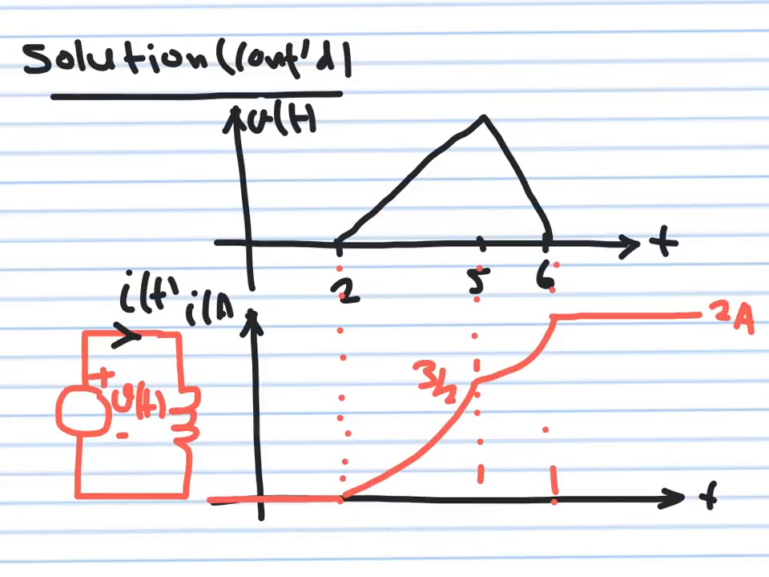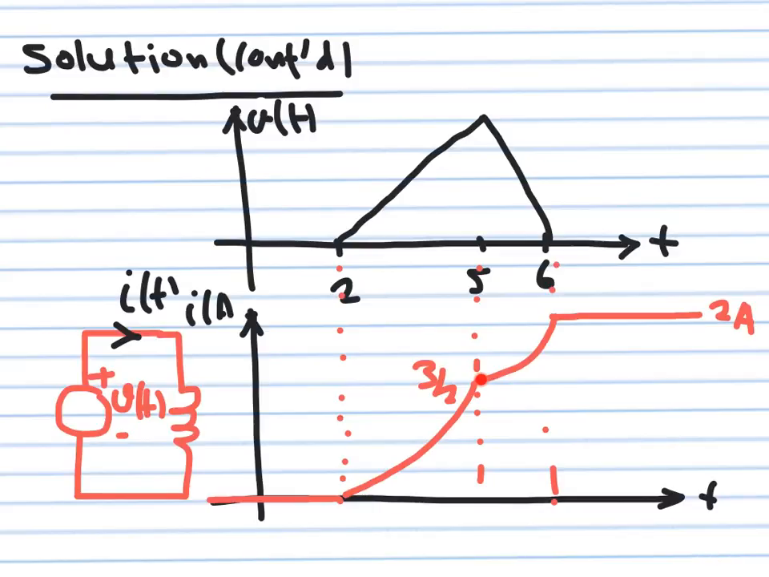In the beginning there was nothing, no voltage, so the voltage was 0 and the current was 0. When you started to apply a voltage in a linear way, it's ramping up. The current starts to increase in a non-linear way. It's a function of t squared. And we found out that at t equal to 5, it reaches 3 over 2.